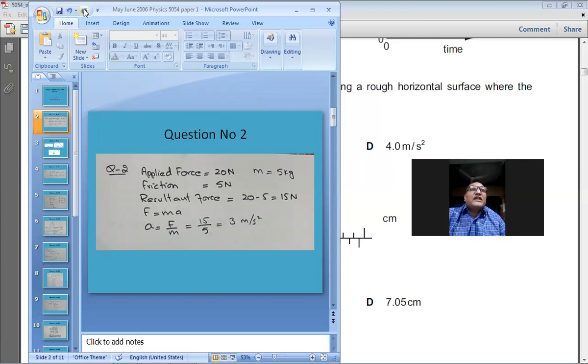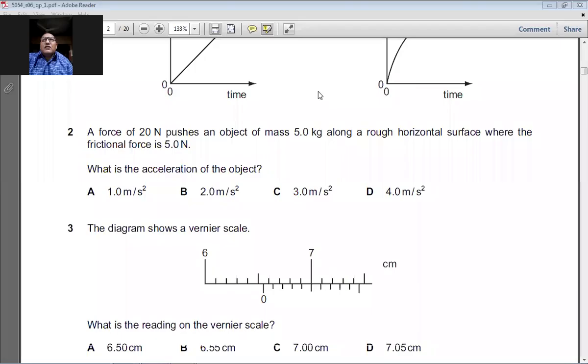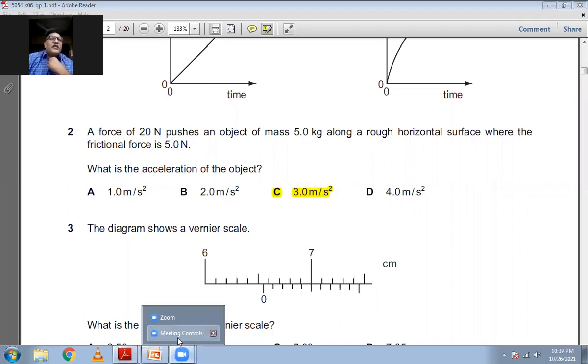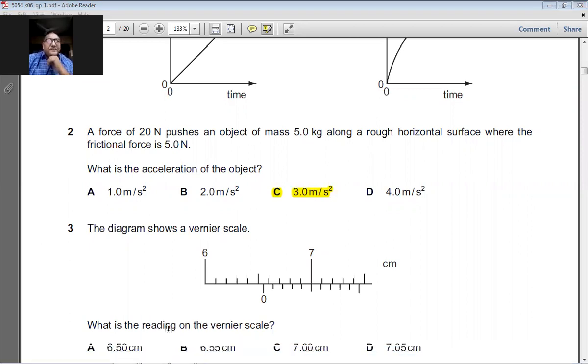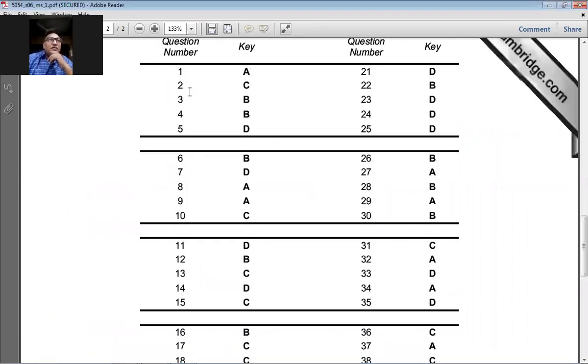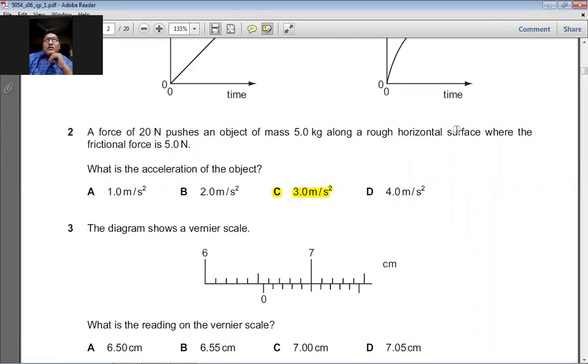So I can very easily find out the acceleration. So I think 3 Newton is the right answer. Sorry, I said 3 Newton. It's 3 meter per second square. C is the choice. Question number 2, C is the choice. Let's check the marking scheme. Question number 2, C is the right choice, sir.